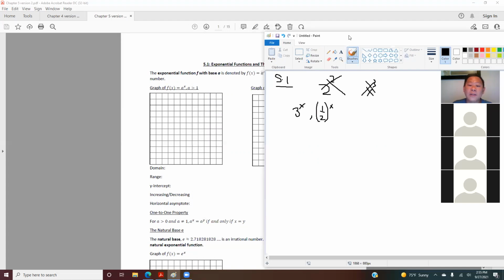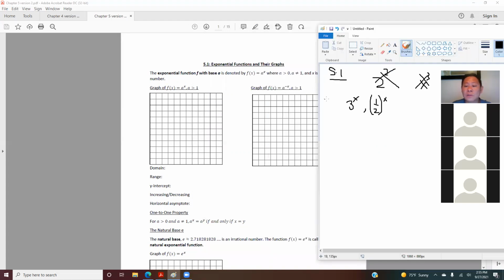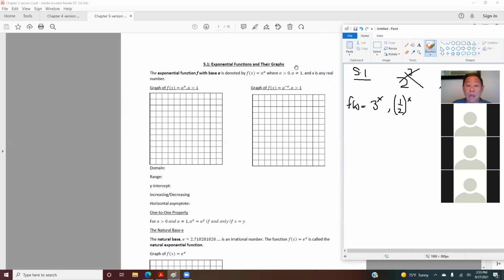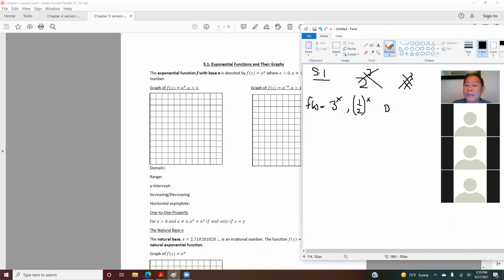So the exponent function is given to us by f of x equals a^x, where a in this case is any number besides 1, as long as it is greater than 0. It can be a fraction, but it cannot be 1. And x here can be any real number. That means your domain in this case is all real numbers. Your x can be 1, 2, 1.5, square root of 2, whatever number you want.